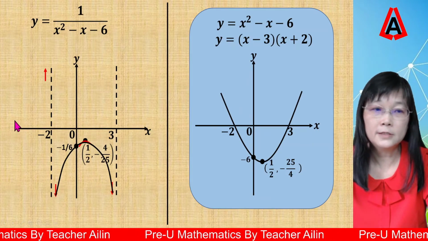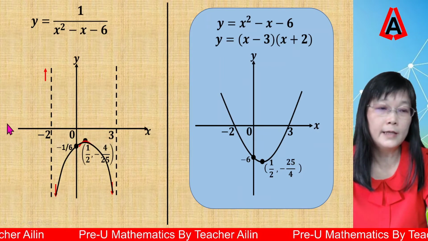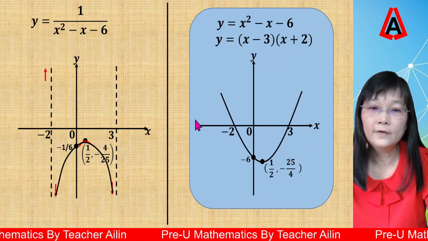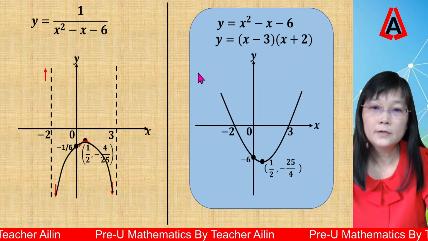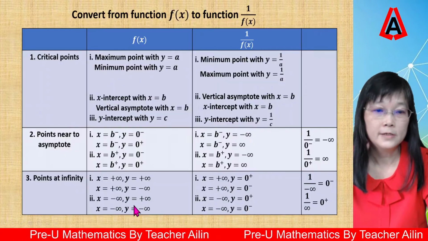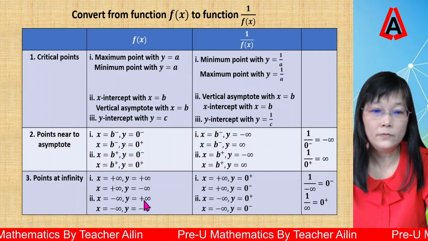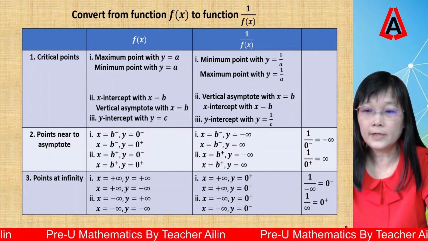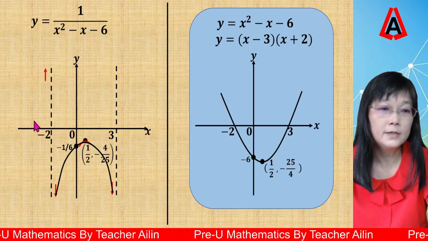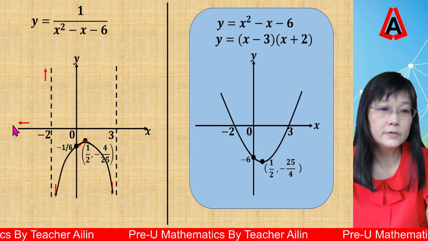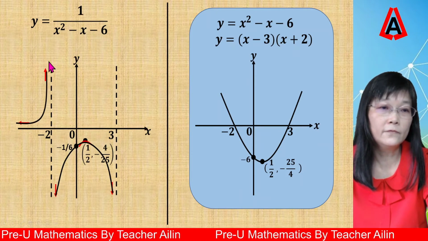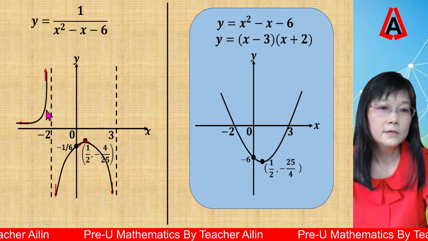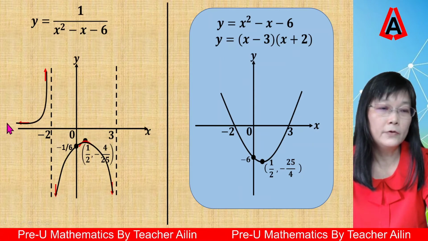Now we are going to consider when x is negative infinity. When we look at here, when x is negative infinity, y is positive infinity. So when x is negative infinity and y is positive infinity, it becomes y slightly greater than 0. So now here, y is slightly greater than 0. So we can see the change of the value of y, from positive infinity to slightly positive.